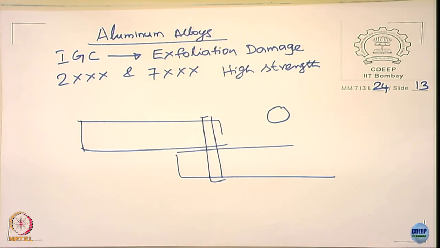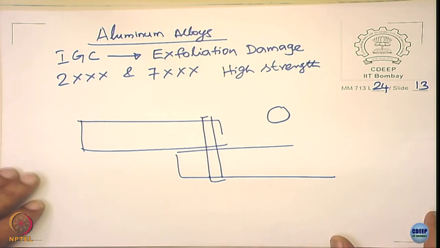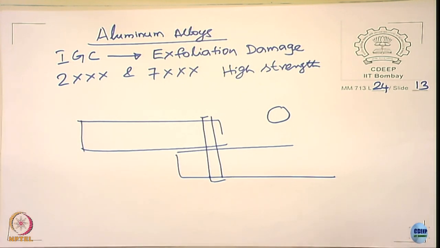And there are very beautiful pictures available. I cannot show you here because of copyright problems, but you can read and see. It is a very nice illustration of how grain boundary attack can lift the various grains up and cause weakness. It weakens the structures actually, okay. With this, any questions? Anybody?